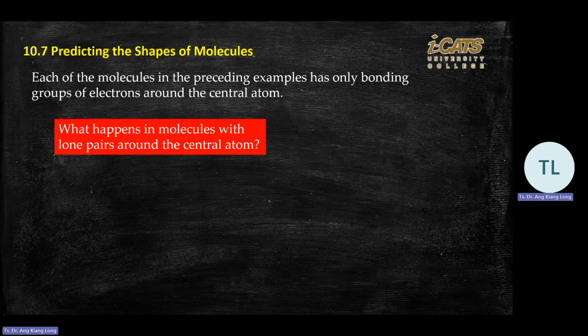So what happens if there's a lone pair? I already gave you the diagram just now. A lone pair will push the bonds down. So the answer is it will repel the electron groups. Electron group means the bonding: a single bond, double bond, or triple bond. It will push the bonding down.